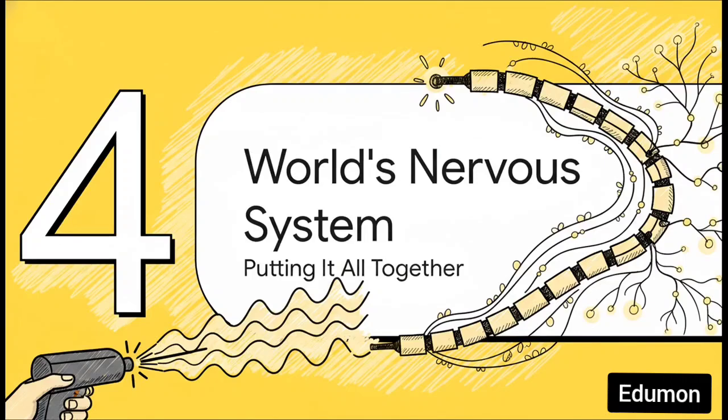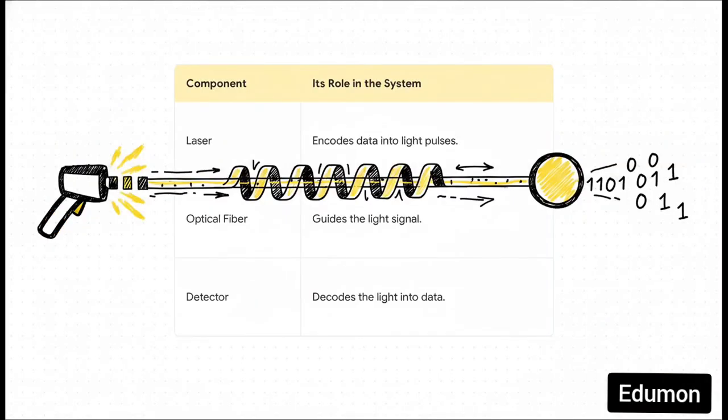So let's recap. We have the perfect light source, the laser, and we have the perfect pipeline for that light, the fiber optic cable. So now, let's put them together and see how they form what is essentially the nervous system of our entire modern world. This is the whole system, right here, in a nutshell. You have a laser acting as the transmitter. It turns digital ones and zeros into flashes of light. Think of it as light on is a 1, light off is a 0.